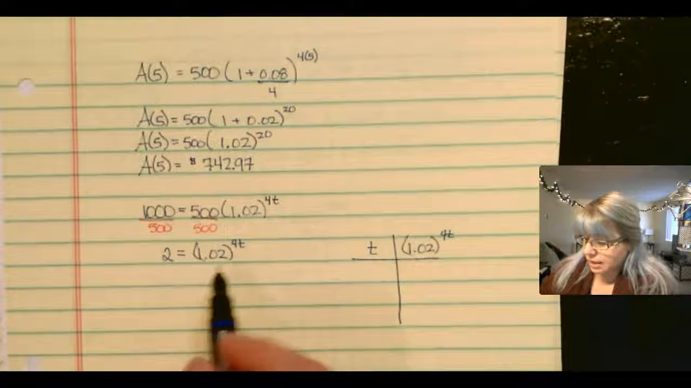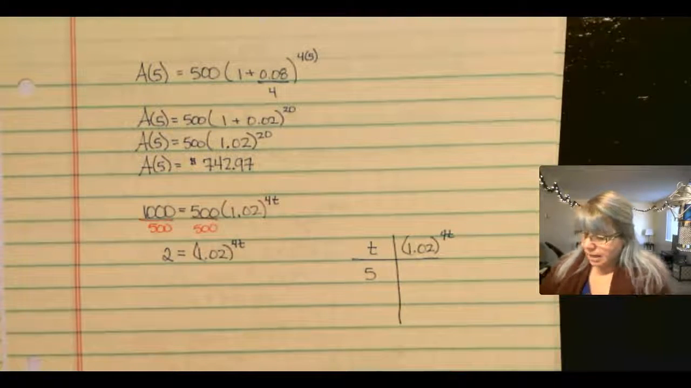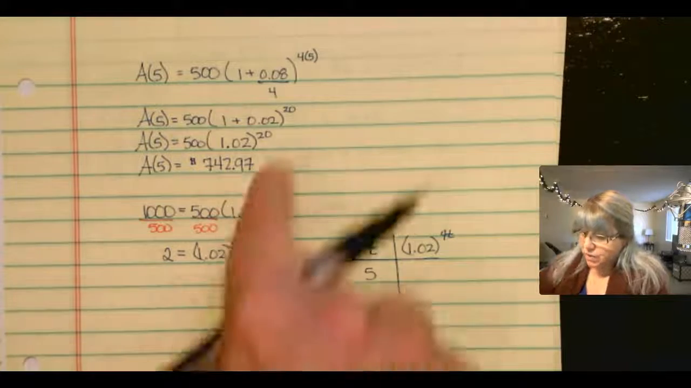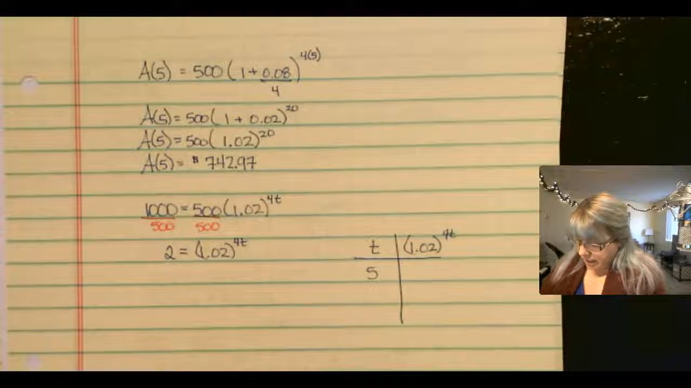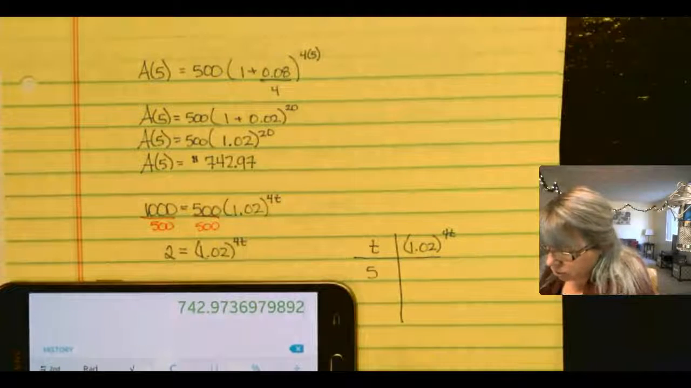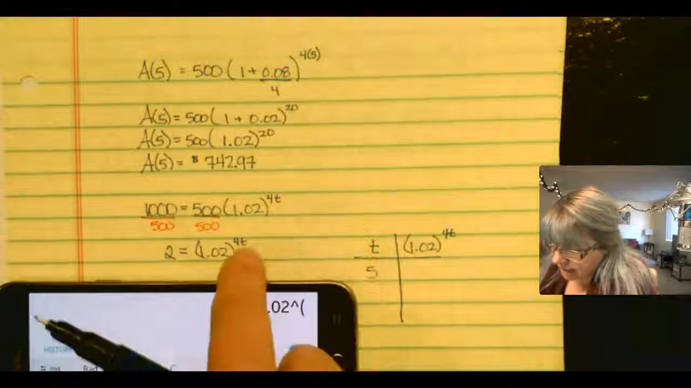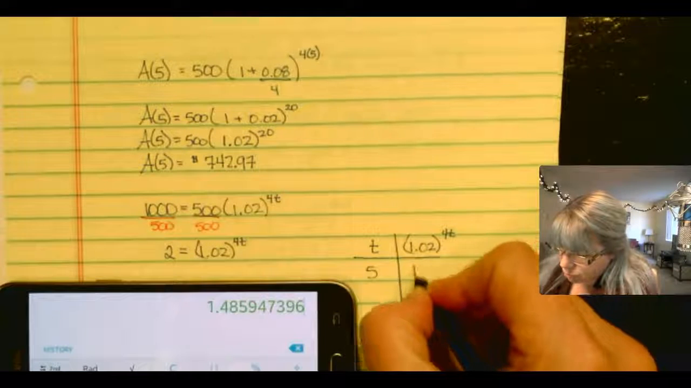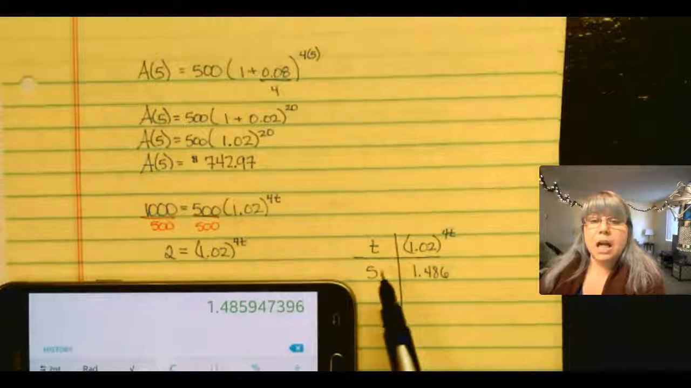I do know that if it was 5, then it's not quite the right amount, but I know I'm fairly close because if it was 5 years, I would have the $742. So let me try and keep this on the screen so you can see what I'm doing. 1.02 times, well, t is 5, so 4 times 5 is 20. So that's approximately 1.486. All right, so we know we need a little bit higher number of t.